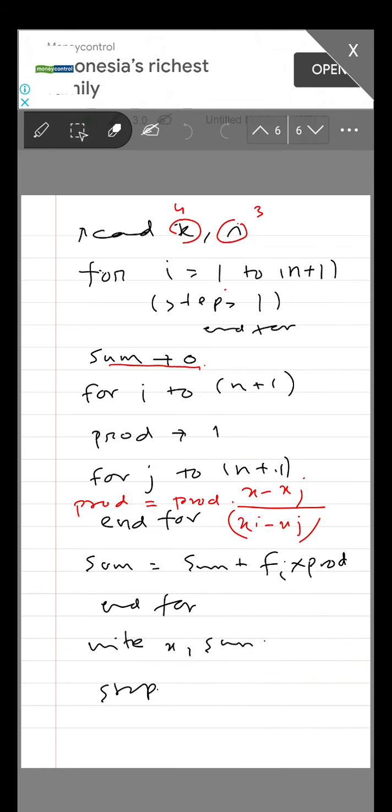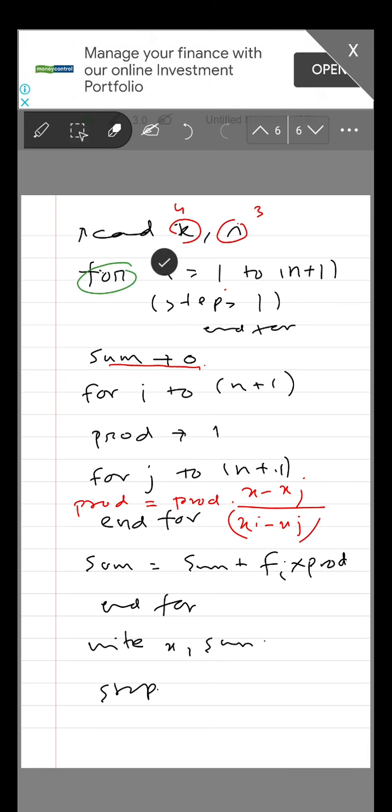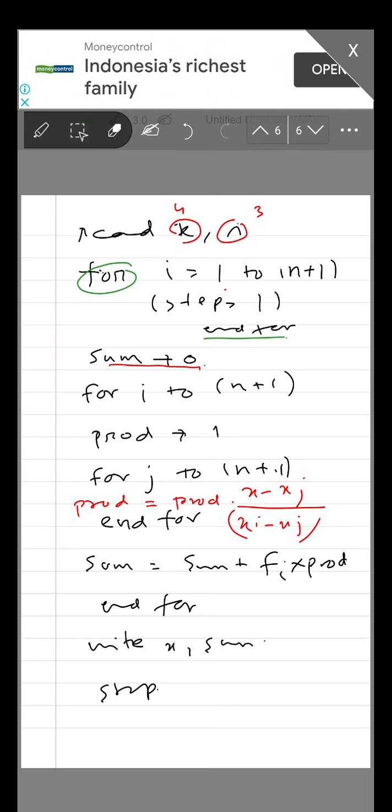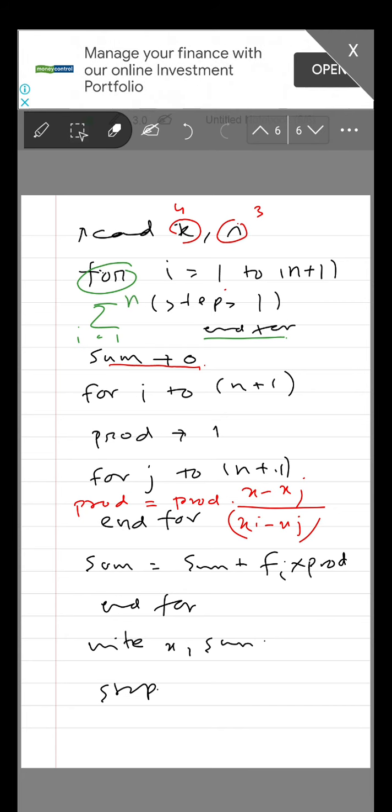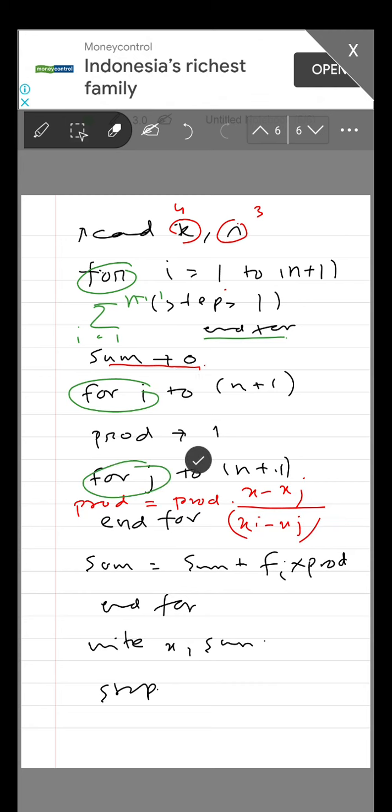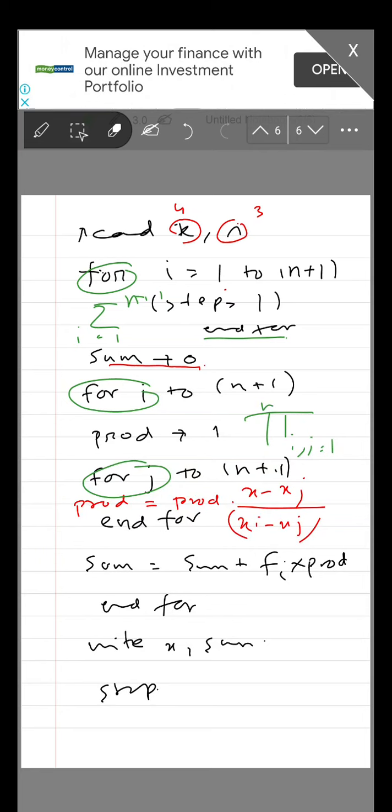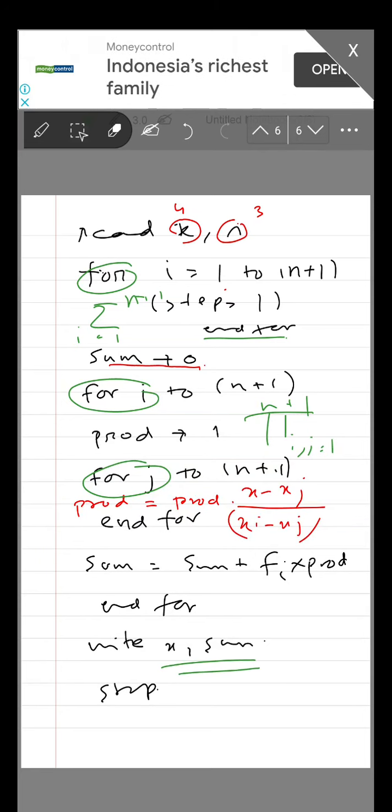And ultimately we introduced 3 for loops. One is for the sum, for the summation, i equal to 1 to n plus 1, and there are 2 for loops for the product, i and j from 1 to n plus 1. Ultimately we get the final solution.